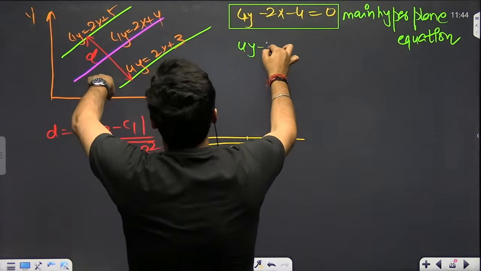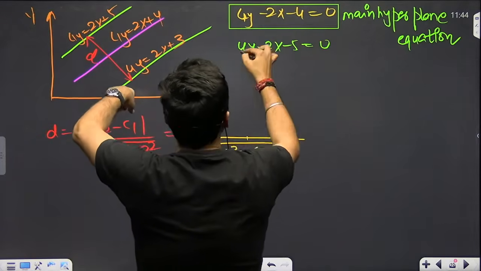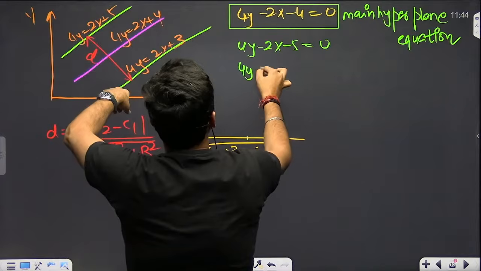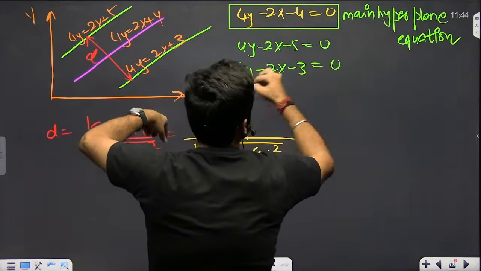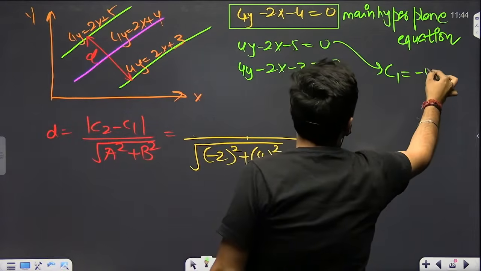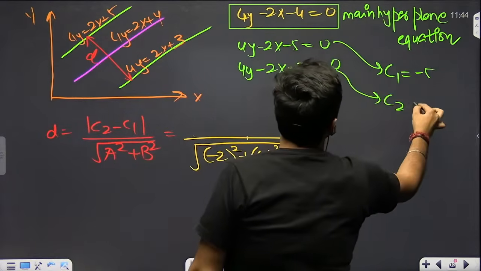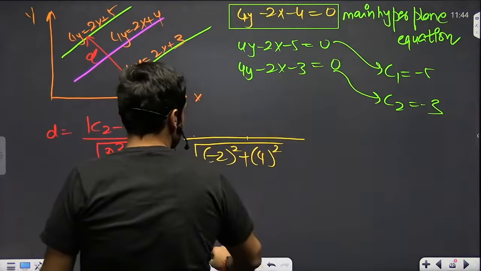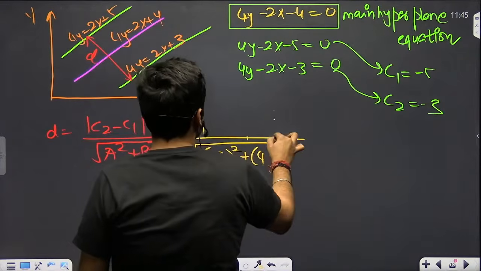So 4y minus 2x minus 5 equals 0, and this is 4y minus 2x minus 3 equals 0. So here what is C1? C1 is minus 5, and here what is C2? C2 is minus 3. So please correct it. By mistake I've written this.